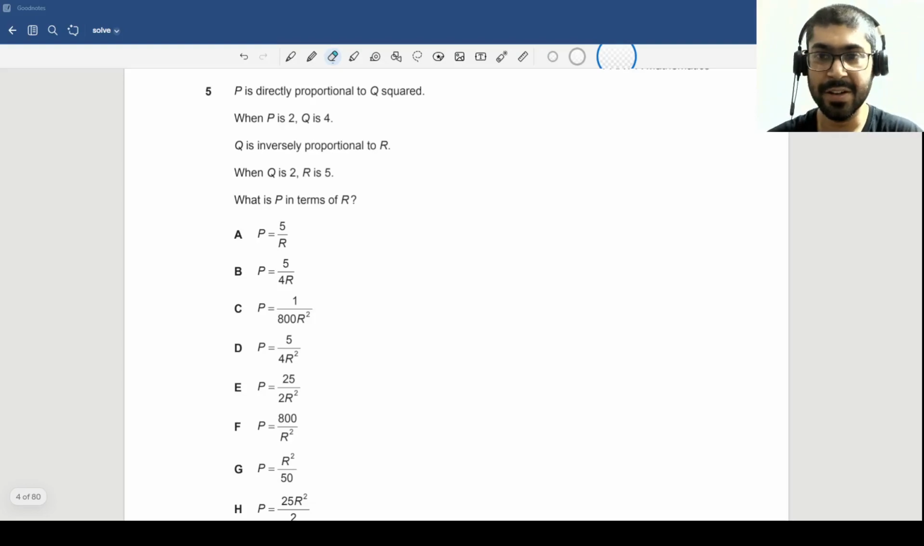We were solving the NSAA 2017 paper. We have done the first 4 questions. We're at question 5 now, and this is a question on ratio and proportion.